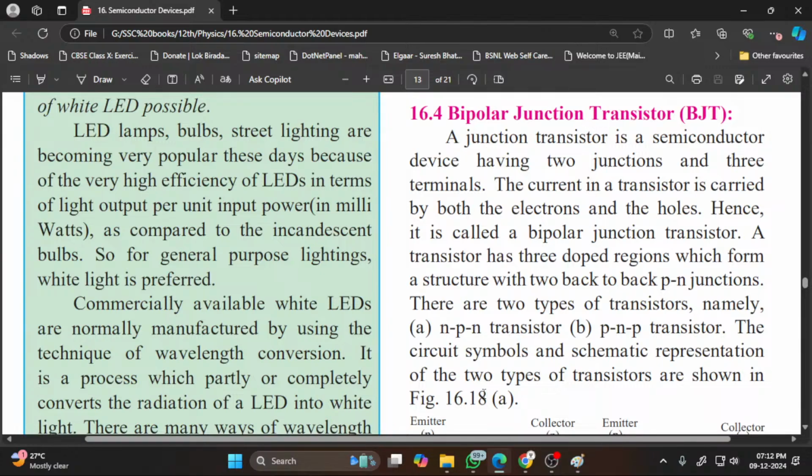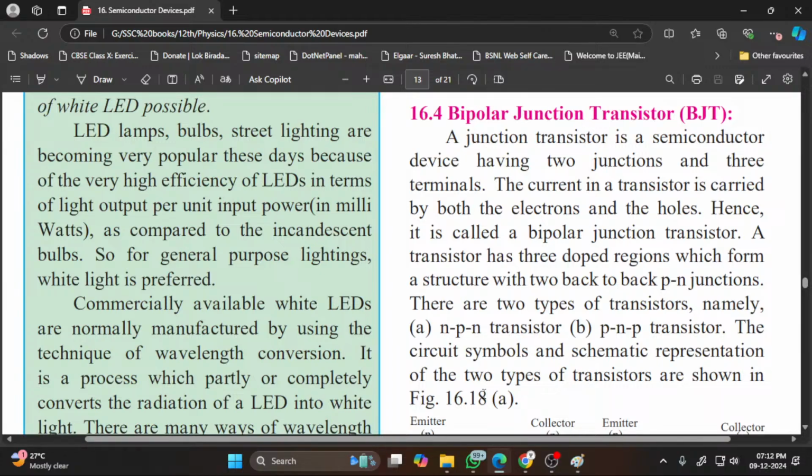A diode has only 2 arms, P junction and N junction, but a transistor has 3 arms. A junction transistor is a semiconductor device having 2 junctions and 3 terminals. The current in a transistor is carried by both the electrons and the holes, hence it is called a bipolar junction transistor or BJT. A transistor has 3 doped regions forming a structure of 2 back-to-back PN junctions.